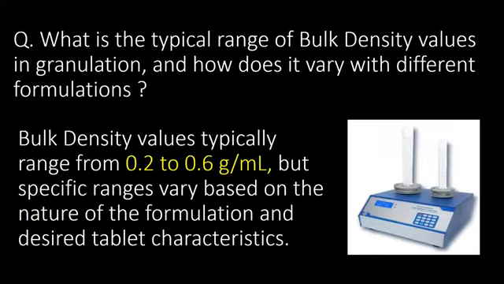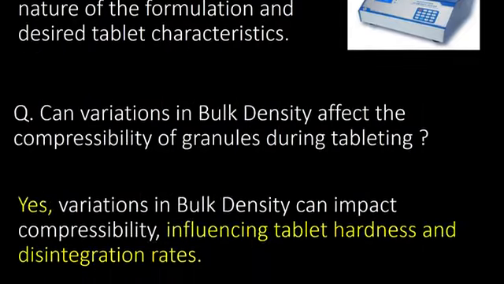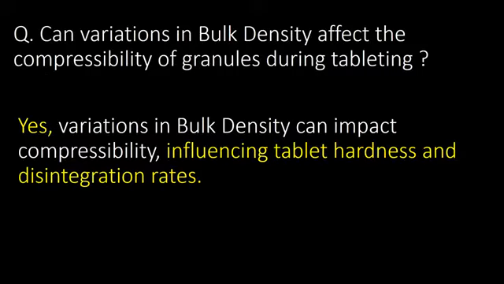What is the typical range of bulk density values in granulation and how does it vary with different formulations? Bulk density values typically range from 0.2 to 0.6 gram per ml, but specific ranges vary based on the nature of the formulation and desired tablet characteristics. Can variation in bulk density affect the compressibility of granules during tableting? Direct answer is yes. Variation in bulk density can impact compressibility, influencing tablet hardness and disintegration rates.